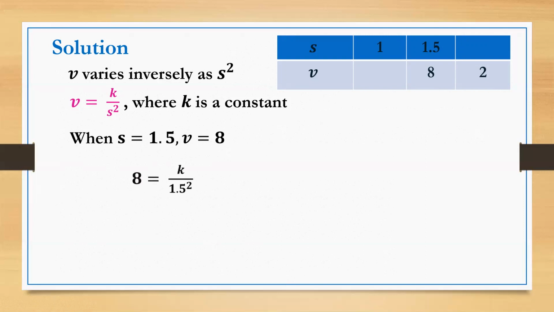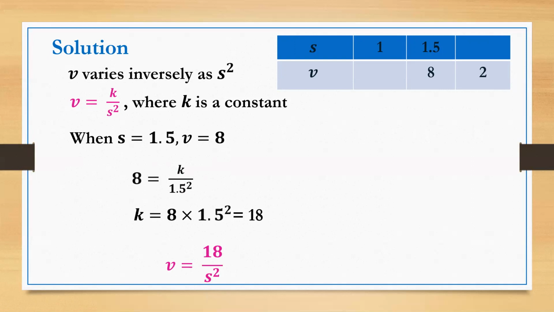Replacing these two values, we have 8 equal to k over 1.5 squared. So k will be equal to 18. That is 8 times 1.5 squared. Now, even if we have not been asked to find the equation connecting v and s, we can still find it because we needed to find the other answers. So the equation will be v equal to 18 over s squared.